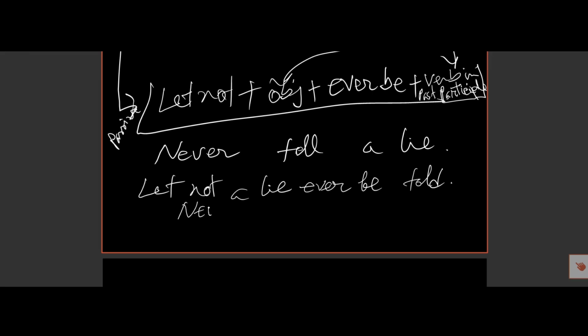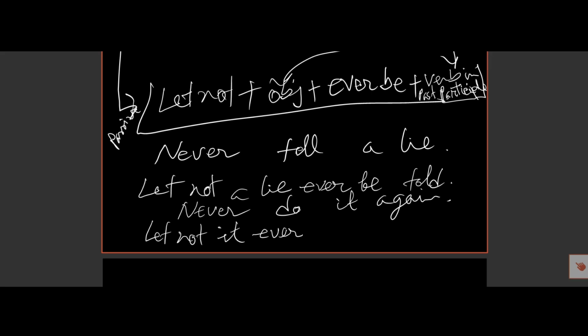Never do it again. Let not it ever be. Do will be past participle, done. Then again is the other word, so it will be put after the structure. So never do it again, let not it ever be done again.